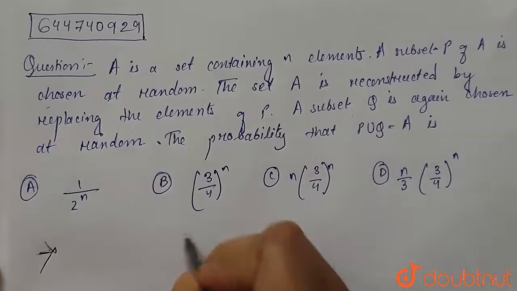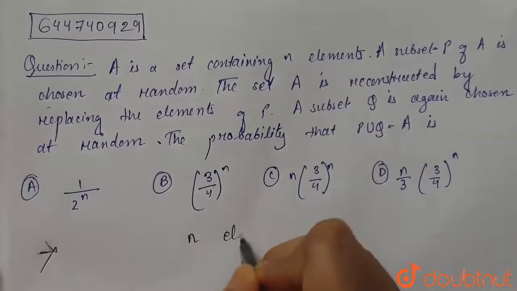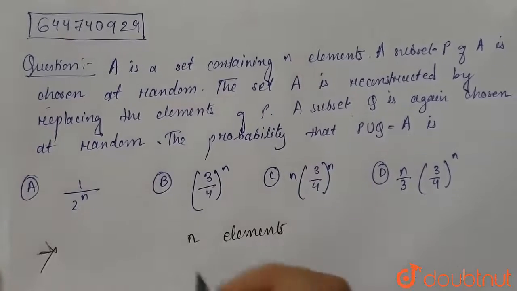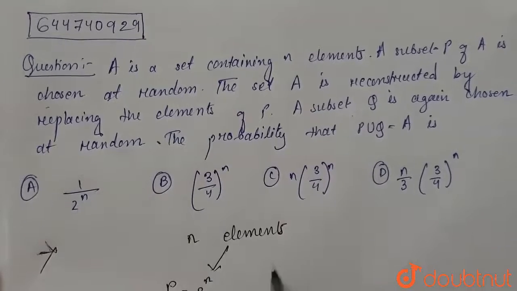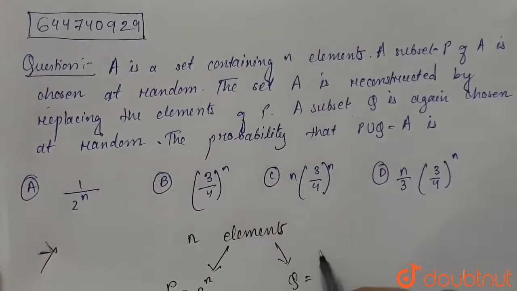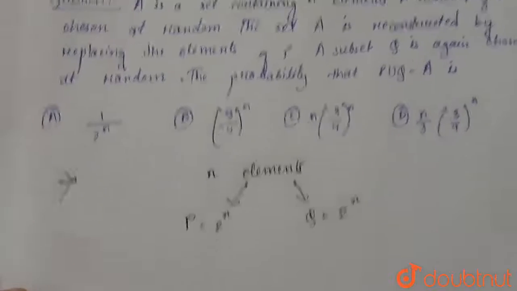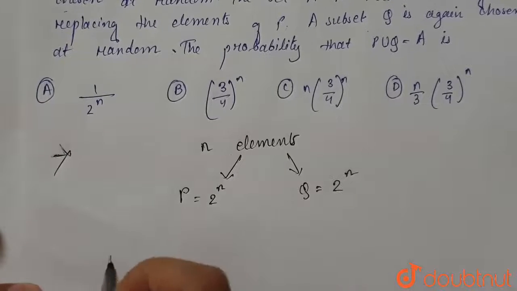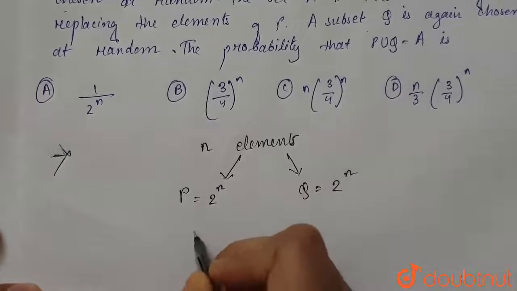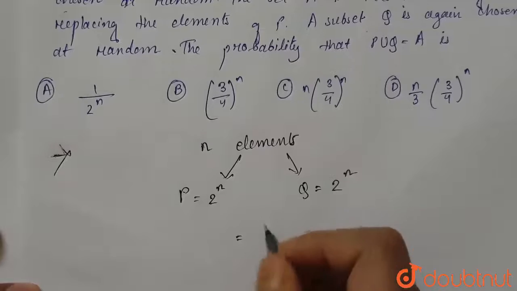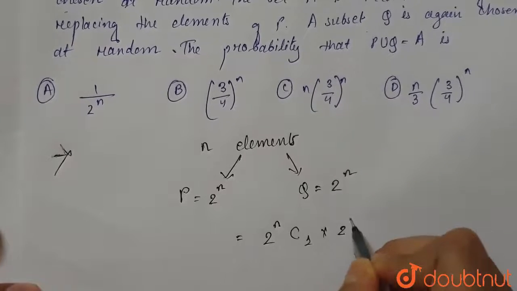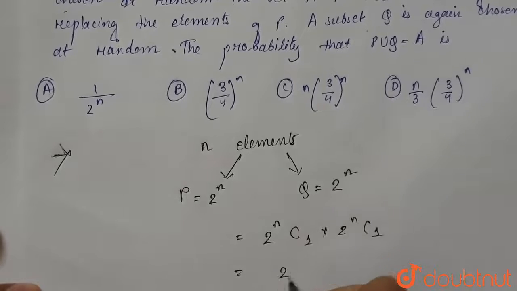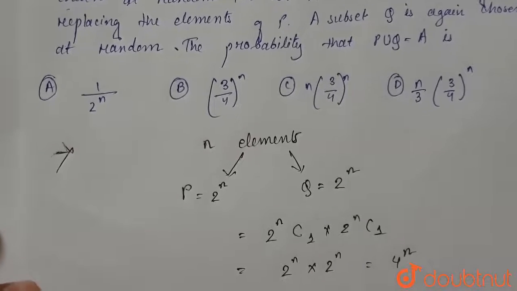So we are given a set A which contains n elements. If we choose P, the number of choices will be 2 to the power n, and for Q also the number of choices will be 2 to the power n. So we need P and Q together. If we choose one subset each for P and Q, the number of ways will be 2 to the power n C1 into 2 to the power n C1, which equals 2 to the power n into 2 to the power n, which equals 4 to the power n.